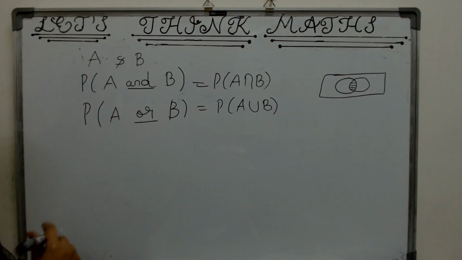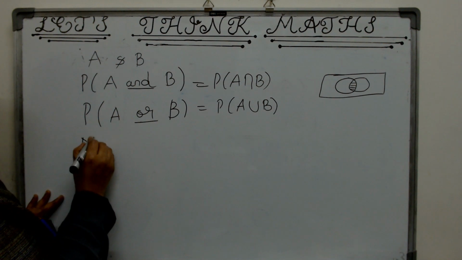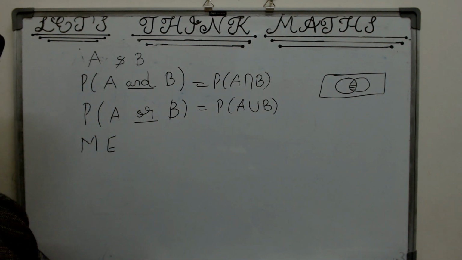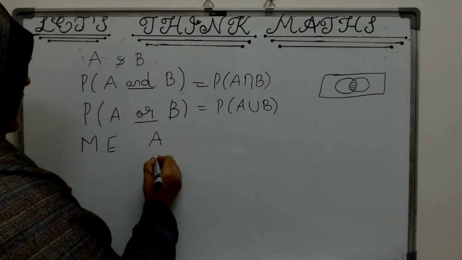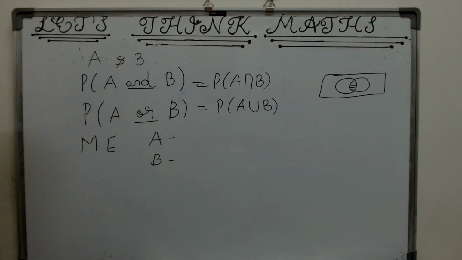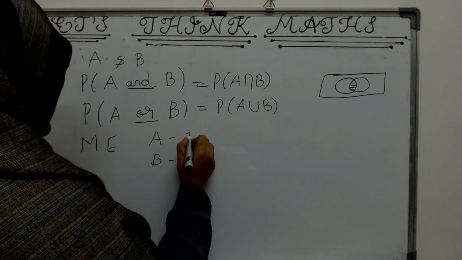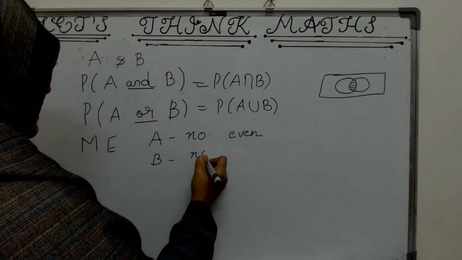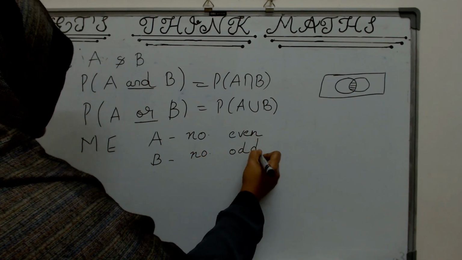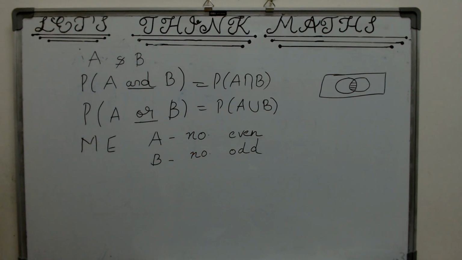The third thing we learn is the difference between mutually exclusive events and independent events. What do we mean by mutually exclusive events? Two events A and B are said to be mutually exclusive when they have nothing in common, or in other words, their intersection will be a null set. Suppose you roll a die and let A be the event that the number that turns up is even. Let B be the event that the number that turns up is odd. Now, can you think of any number which is both even and odd from 1 to 6? There is nothing of that sort.